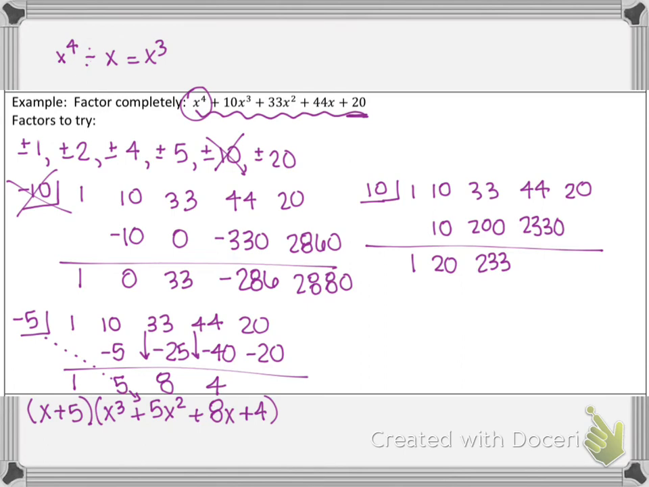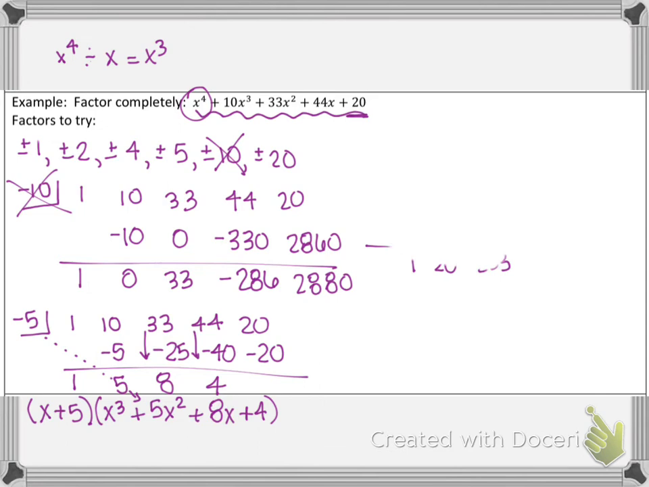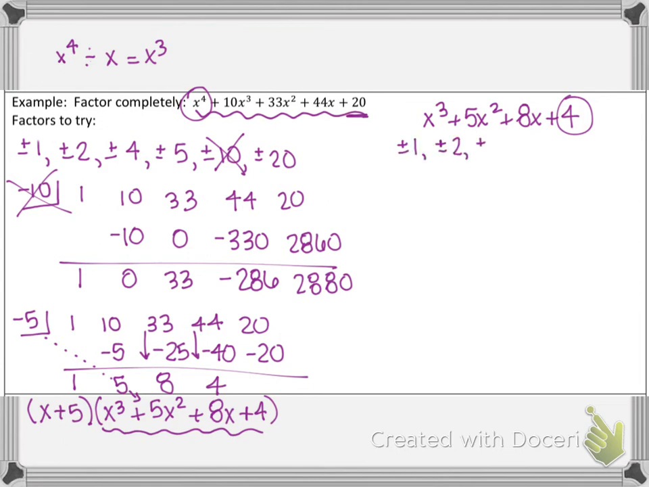So I'm going to erase this work on the right since that work wasn't correct anyway. So now we're going to do synthetic division with this new polynomial, the x cubed plus 5x squared plus 8x plus 4. So now we're only trying numbers that are factors of 4: plus and minus 1, plus and minus 2, plus and minus 4.